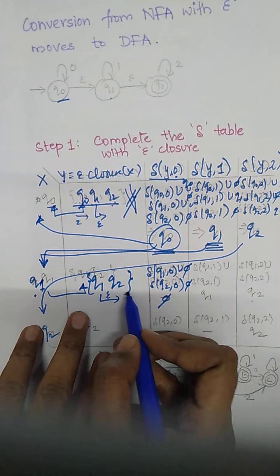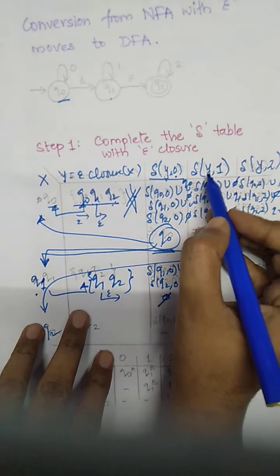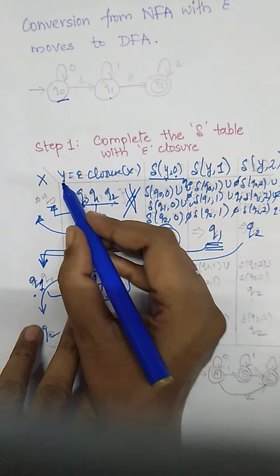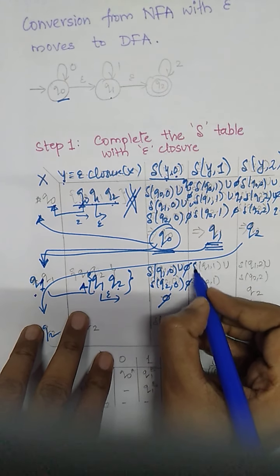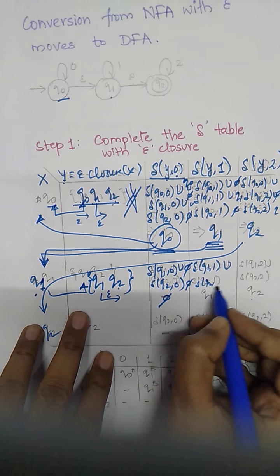Okay, now Q1 and Q2 with the input 1. So the transition of y with input 1. What is y here? Q1 and Q2. So the transition of Q1 with input 1 union the transition of Q2 with input 1.